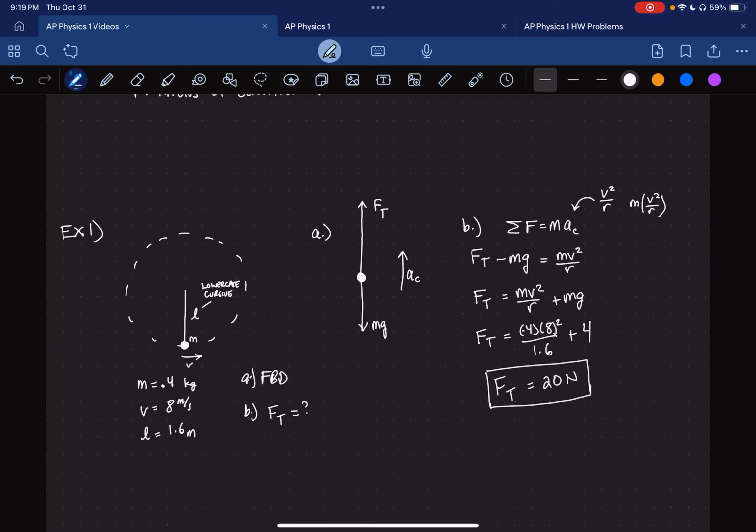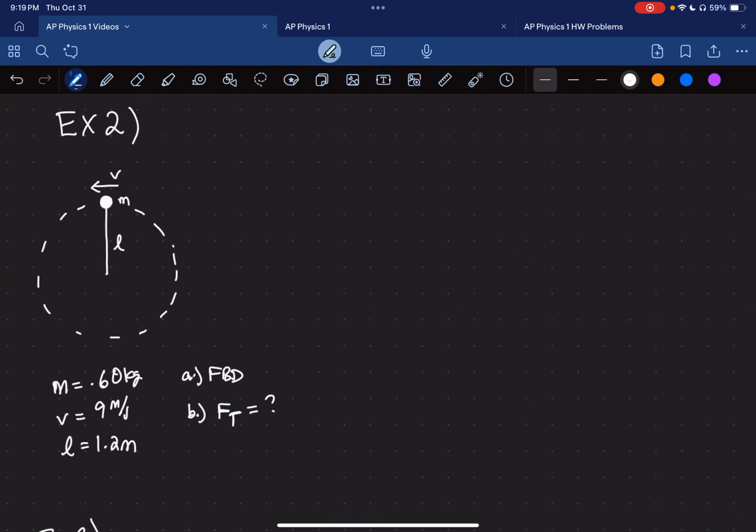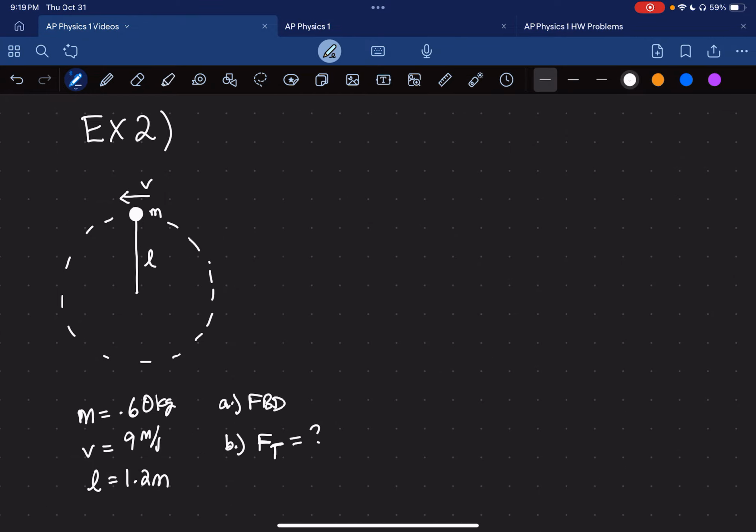Okay, let's try another one. I think the next one is the same situation, where a ball is moving around in a circular path. The mass is 0.60 kilograms. It's moving in this direction with a speed of 9 meters per second at the top of that path, and the length of the string is 1.2.